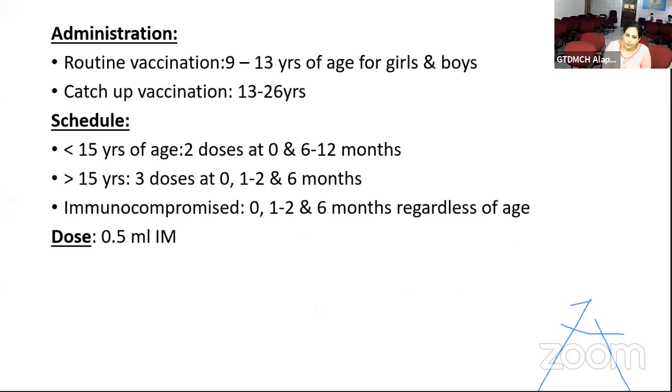For administration, routine vaccination is at 9 to 13 years of age for girls and boys, and catch-up vaccination at 13 to 26 years. Schedule: if less than 15 years of age, 2 doses at 0 and 6 months, or 0, 6 and 12 months. If the interval is between 6 and 12 months, you can give only 2 doses. For more than 15 years, 3 doses at 0, 1 to 2, and 6 months. For the immunocompromised, 0, 1 to 2, and 6 months regardless of age. The dose is 0.5 ml IM.